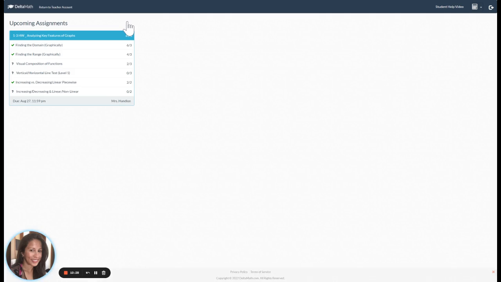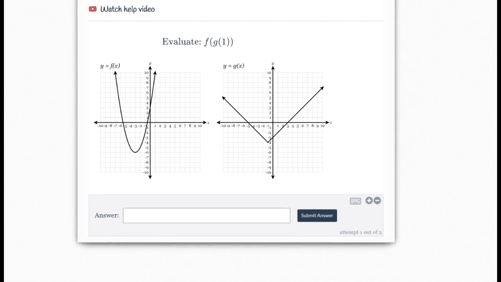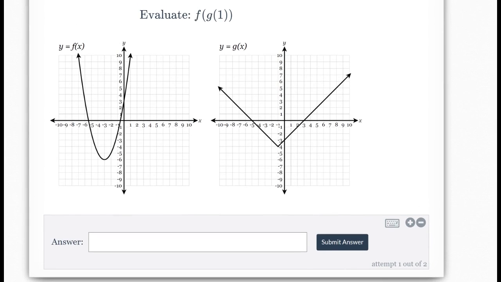Okay, let's move on to the next section I went over. We did visual composition of functions. So here's how this works. I'm going to also expand this, and when you're doing this, I highly suggest that you expand it too to make it a lot easier to see on your screen. So we are evaluating f of g of 1.